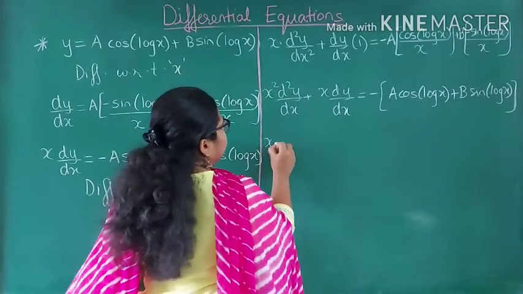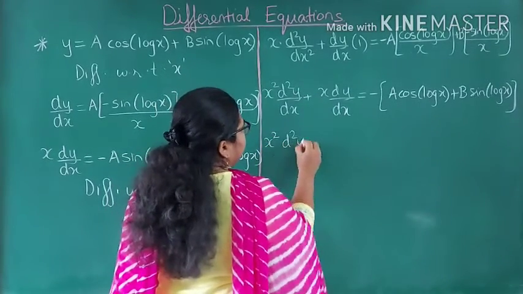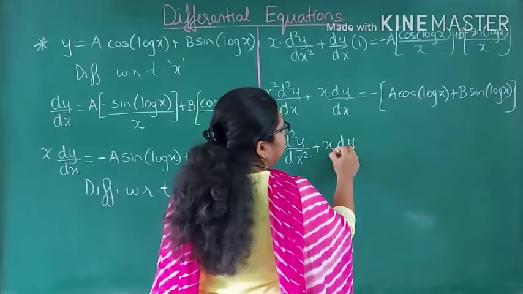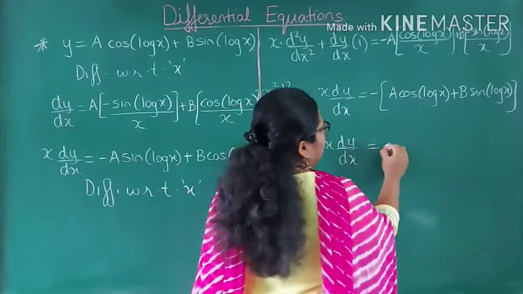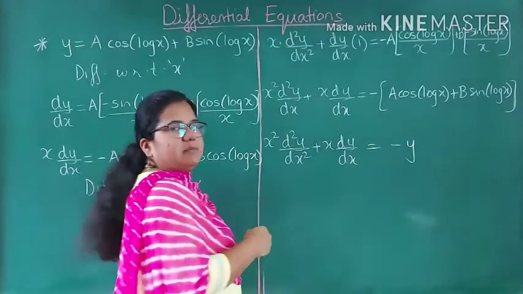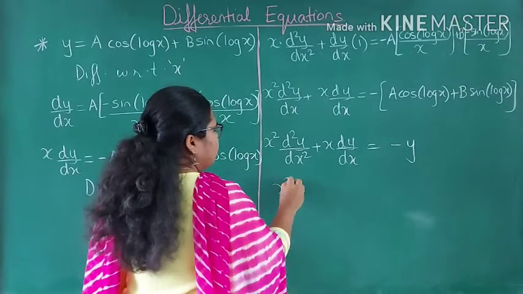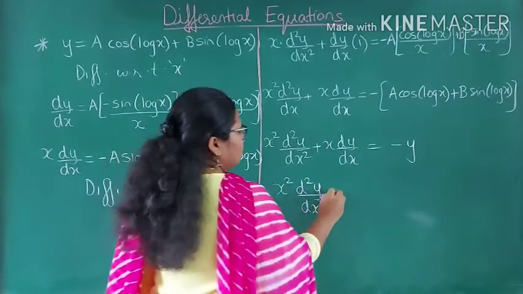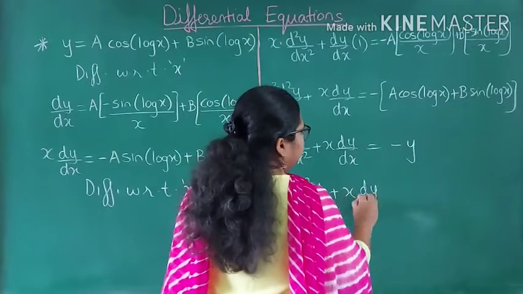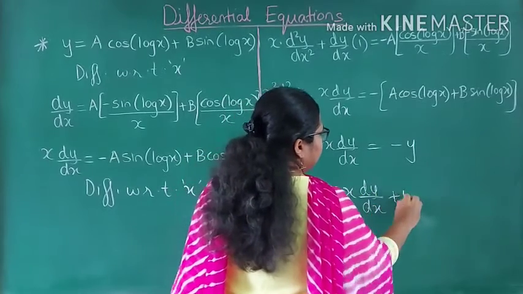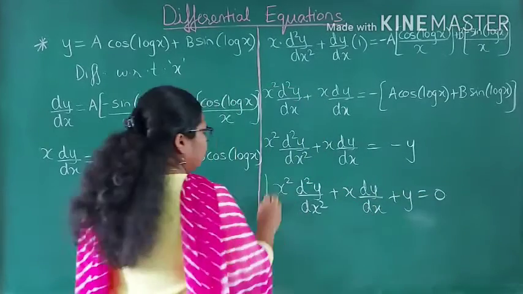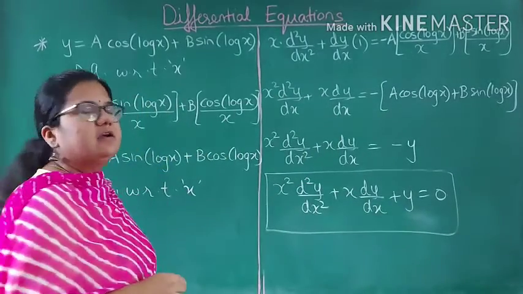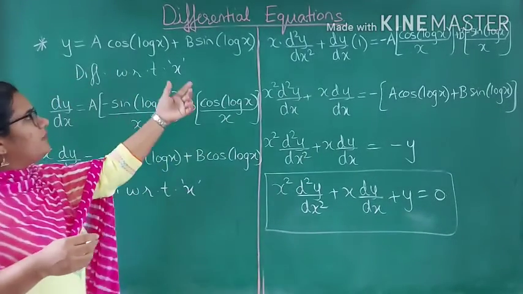So what your equation becomes: x square d square y upon dx square plus x dy upon dx is equal to minus y. Take minus y on LHS, your equation will become x square d square y upon dx square plus x dy upon dx plus y is equal to 0. So you have eliminated the arbitrary constants a and b. So simply there are two arbitrary constants.